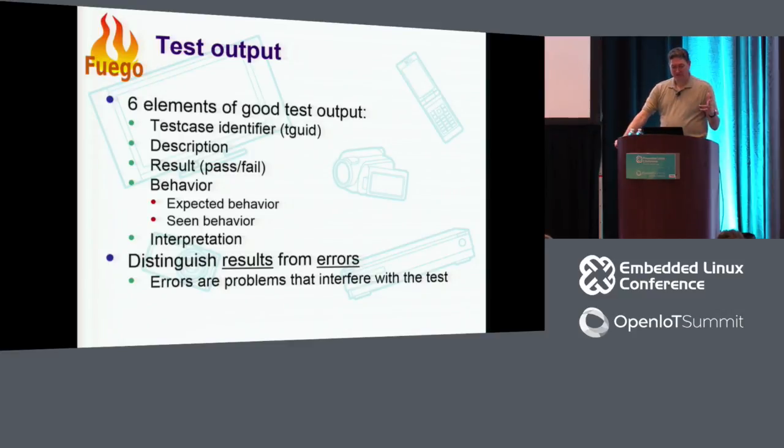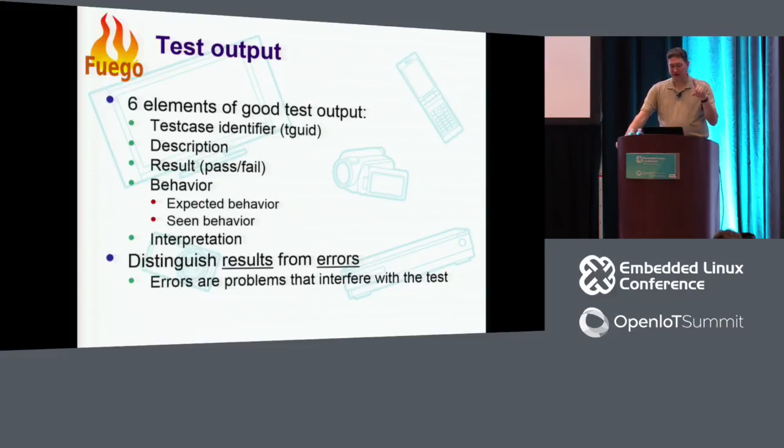So the six elements of good test output are intrinsically: you want to have a test case identifier, a description, and the result. That's important. It's nice if you can include the behavior, what you expected versus what you saw. A lot of tests leave that out. They just say, oh, that failed. Well, what failed? Now I've got to go read your source to figure it out. And if you have a heart and soul, tell us how to interpret the results. What does it mean if this doesn't work? Should I be worried about it, or is it no big deal?